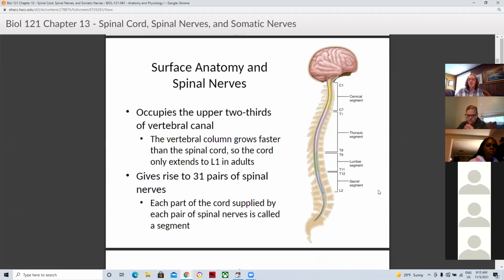So, spinal surface anatomy and spinal nerves. The spinal cord occupies the upper two-thirds of the vertebral canal. Remember, it ends at about L1.